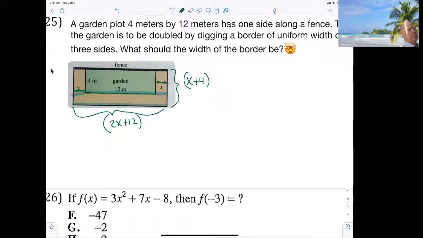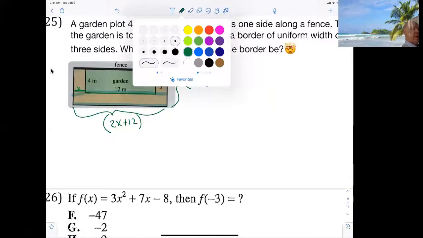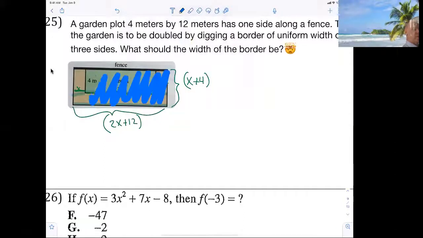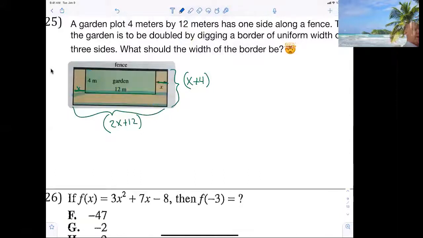48 equals 2x plus 12. Nope. Almost. Almost. Listen to me, because I saw you. How can this be 48? What is this right here? What's that area? 48. So how can the other one be 48? It can't.